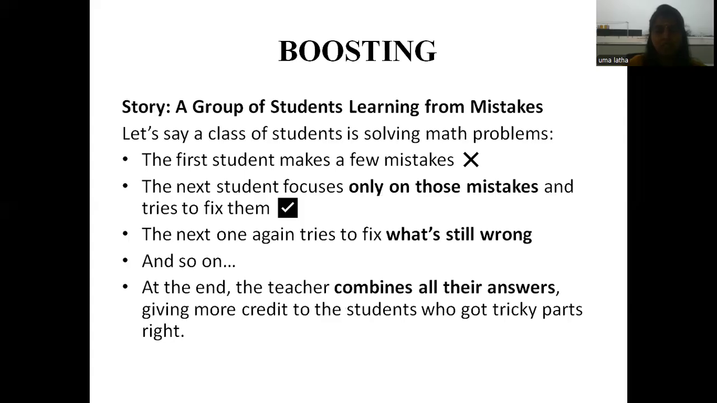A story here. A group of students learning from mistakes. Let's say a class of students is solving math problems. The first student makes a few mistakes. The next student focuses only on those mistakes and tries to fix them. The next one again tries to fix what's still wrong, and so on. At the end, the teacher combines all their answers, giving more credit to the student who got the tricky parts right.